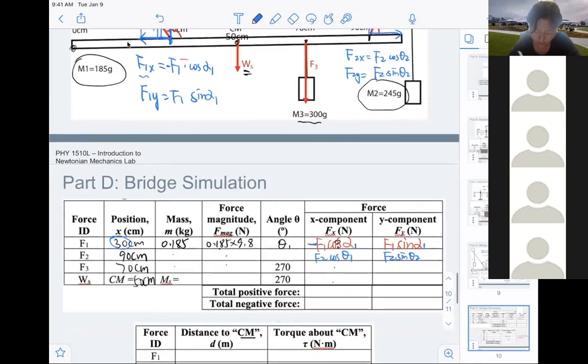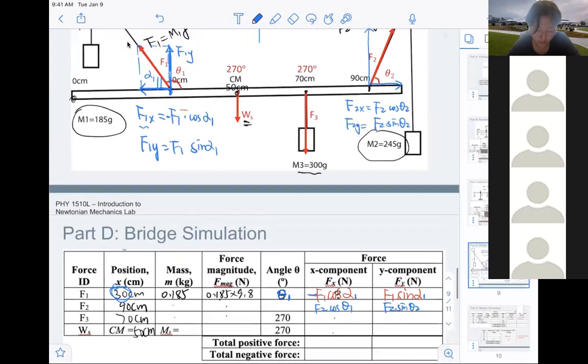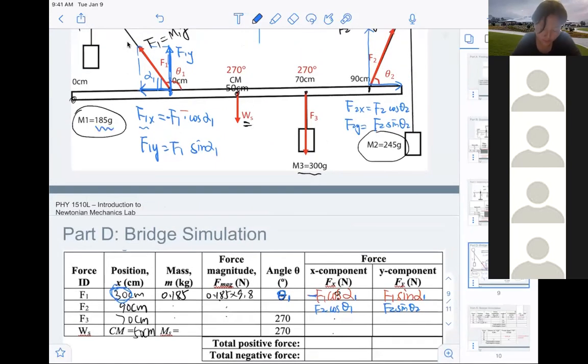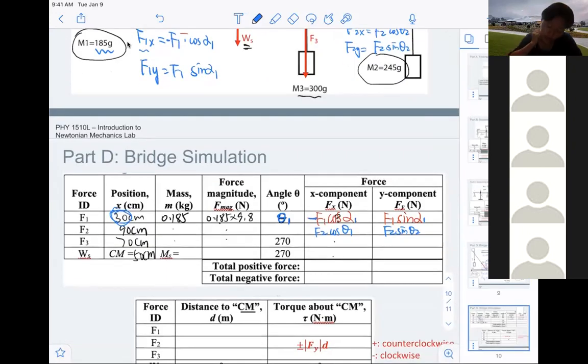Okay. And so then you measure theta, but you write down 30 as the position there. Okay. And you have another question? For the mass, how did you get 0.185? That is M1. Oh, it's given. Okay, I didn't see that. Thank you. That's given. Okay, very good.